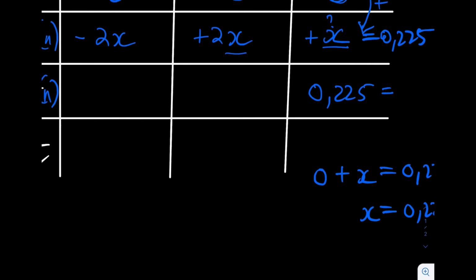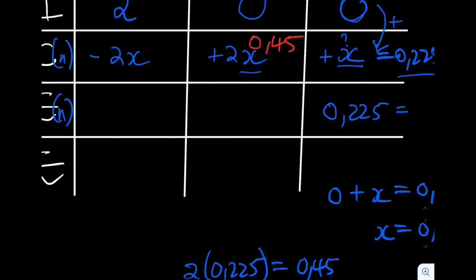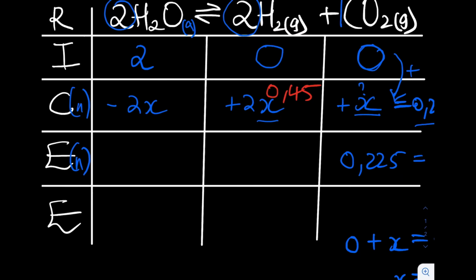So we'll say 2 times our x, which is 0.225. So it's going to be 0.45. Our value of 2x there is going to be 0.45, right? And it's going to be the same value here, 0.45, since 2x is the same for both.